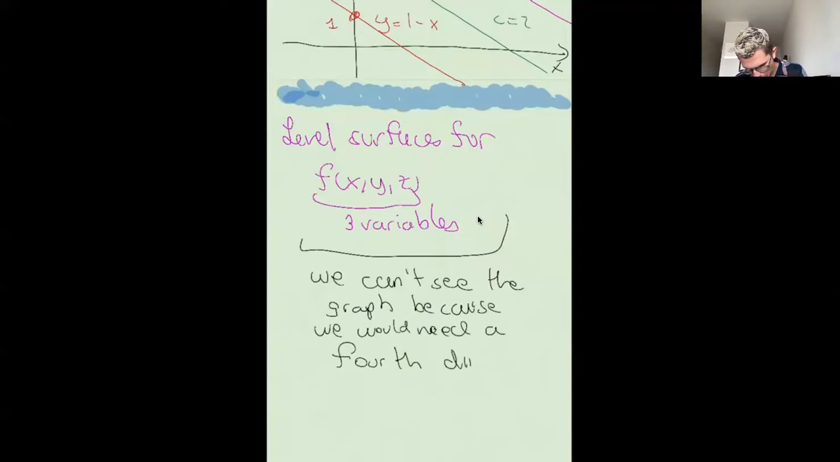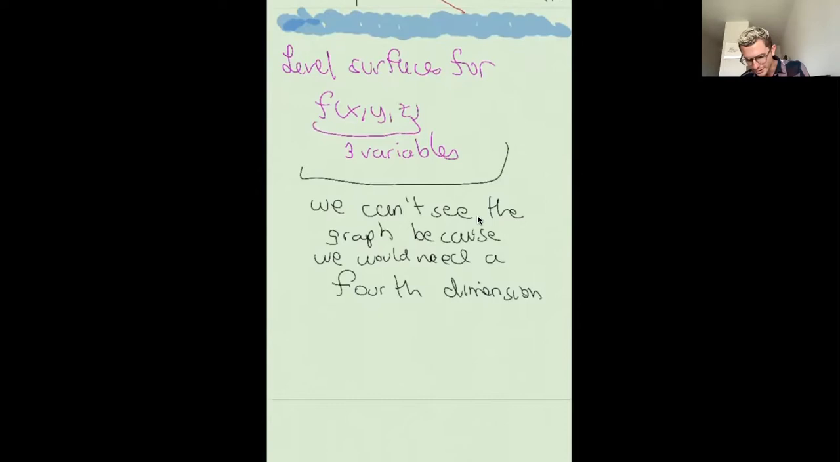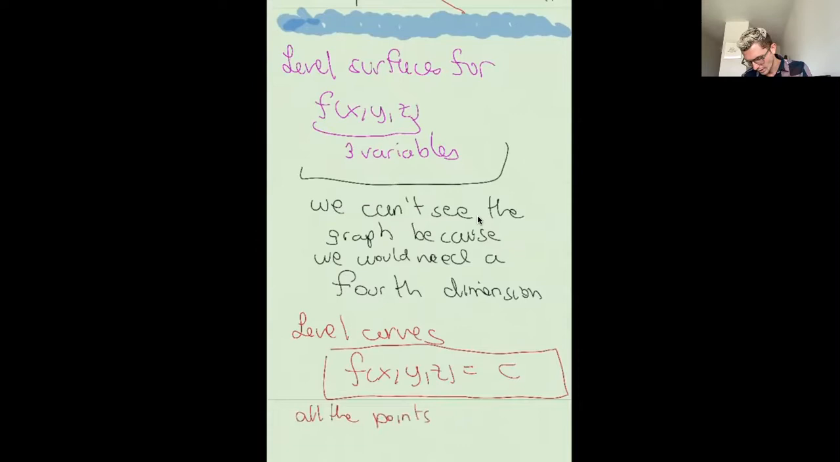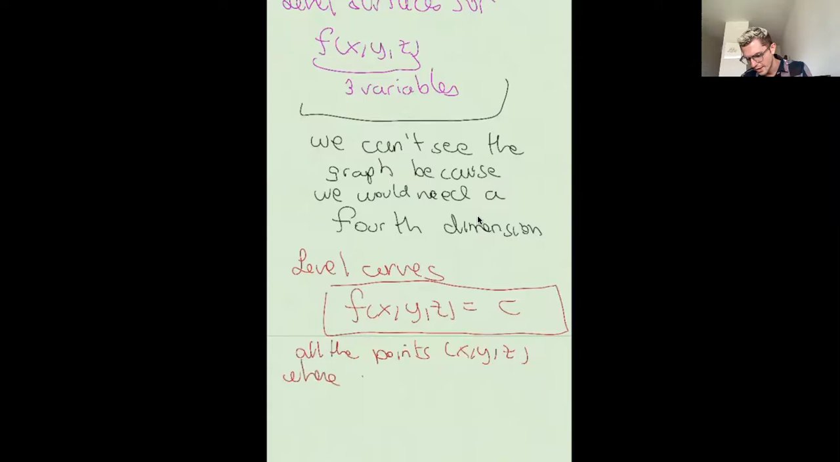But even if you cannot see the graph, you can still make, by that analogy, the same cuts. There's a graph, which is a higher dimensional object, and you can cut it. But now the cuts, these slices where the function has the same values, look like surfaces, not curves. I'll do an example next time. It would just be f of x, y, z equals a number c. These will be surfaces where the value of the function is the same: all the points x, y, z where the value of f equals c. Sorry, I should say level surfaces. That's what I meant.